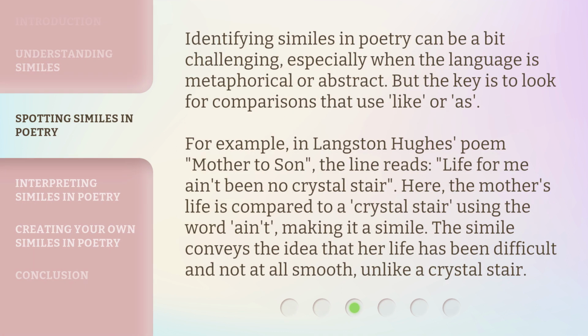Identifying similes in poetry can be a bit challenging, especially when the language is metaphorical or abstract. But the key is to look for comparisons that use like or as. For example, in Langston Hughes' poem, Mother to Son, the line reads, "Life for me ain't been no crystal stair." Here, the mother's life is compared to a crystal stair, making it a simile. The simile conveys the idea that her life has been difficult and not at all smooth, unlike a crystal stair.